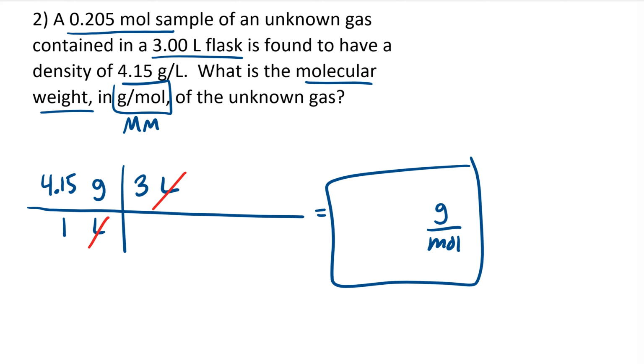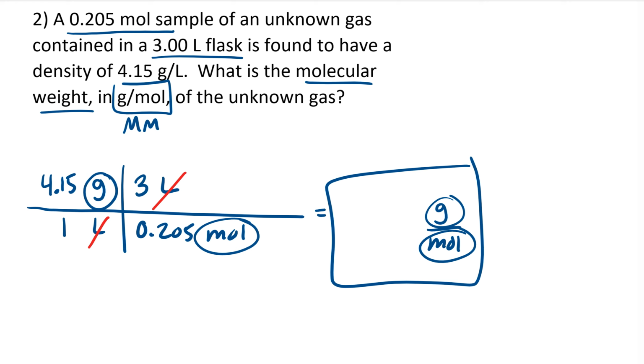Well, what is that equal to? 3 liters, what did we say? 3 liters was equal to 0.205 moles, because they're in the same container. 3 liters contains 0.205 moles. Alrighty, so moles don't need to cancel out. They need to stay in the denominator because that's where I have it in the answer. And then I have grams in the numerator still, and that's exactly where I want the grams in my answer. So this looks good, guys.